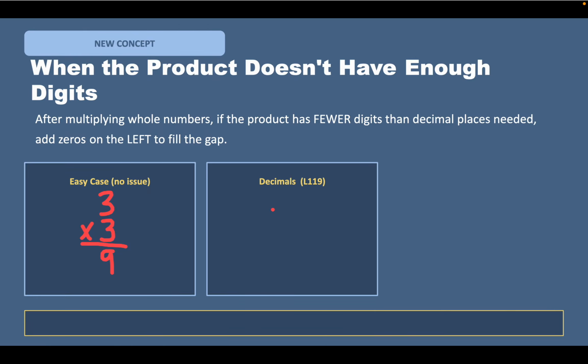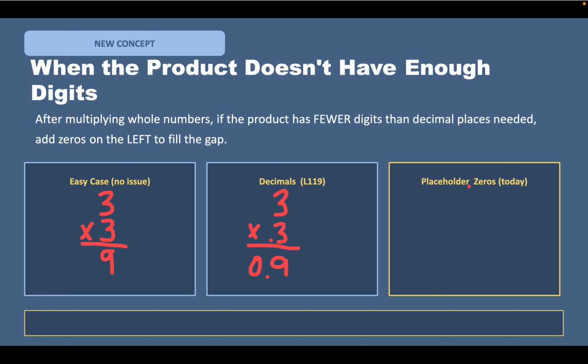And then what we learned yesterday, let's say we're doing 3 times 0.3. We multiply them like they're whole numbers. 3 times 3 is 9. And we know we need 1 digit behind the decimal point. So we're going to put a decimal point there. And it's always a good idea to put a leading 0 there in the ones place, just so we know that there's no whole number. Okay, so there's 1 digit.